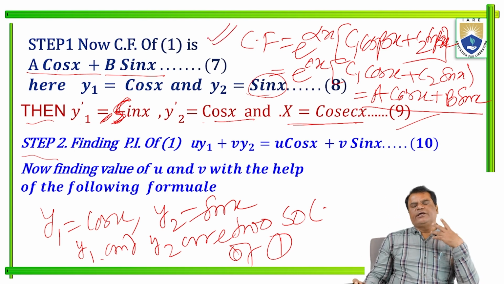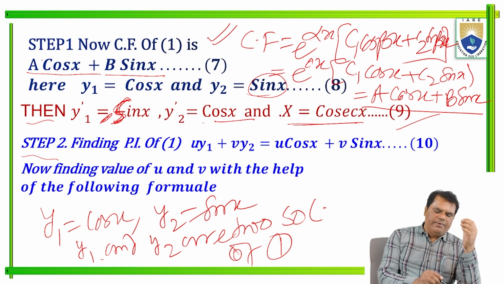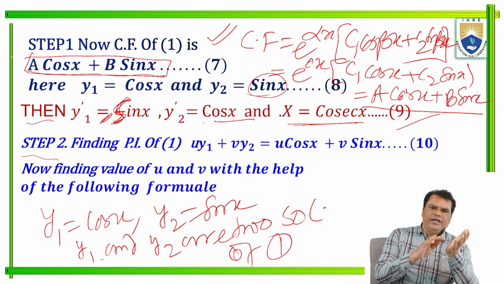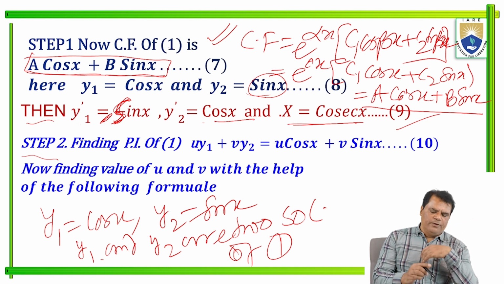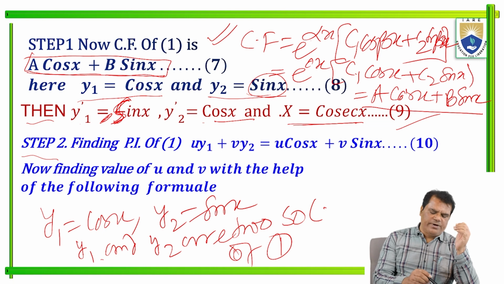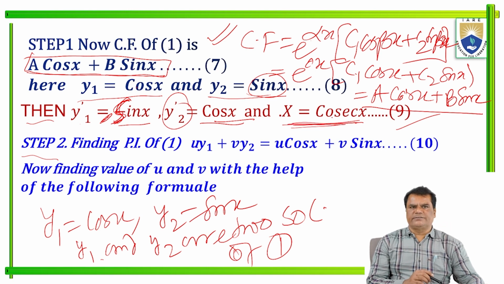In step 1 we find the complementary function of the given problem. The complementary function is a cos x plus b sin x. Comparing with a y1 plus b y2, we find y1 is cos x and y2 is sin x. Now differentiating y1 and y2 with respect to x, we get y1 dash, that is minus sin x, and y2 dash, that is cos x. And X is given in our question, that is cosec x.